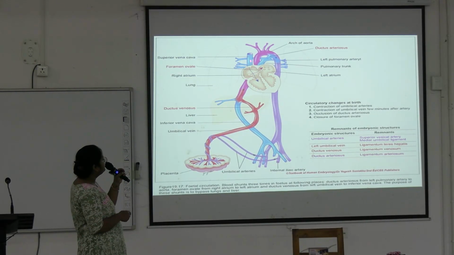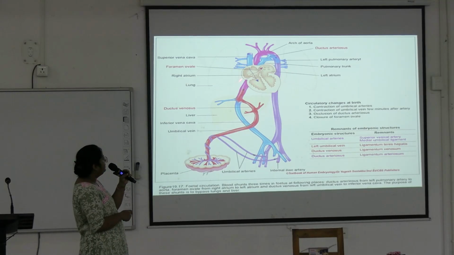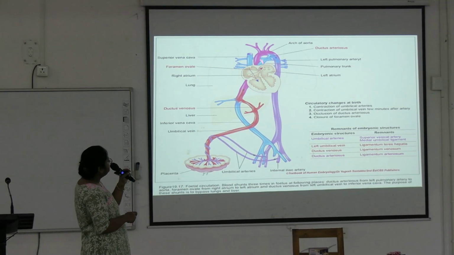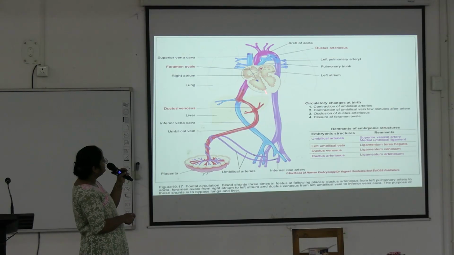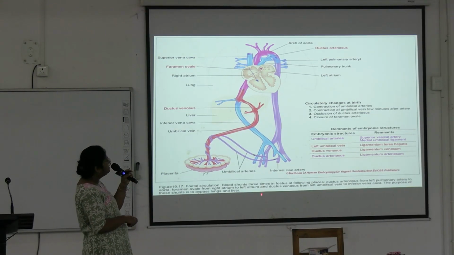But here in the fetus, after entering the right atrium, most of the blood bypasses through the foramen ovale and enters into the left atrium. From the left atrium it enters into the left ventricle, and through the aorta it is distributed to the rest of the body.